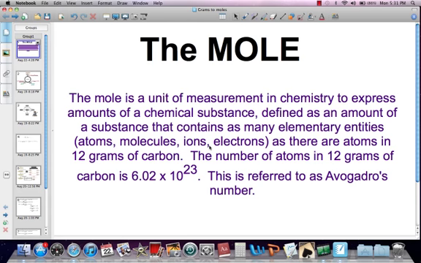The mole is a unit of measurement that you guys know all about. 98% of the time in this class, if you have grams, you're going to convert it to moles. It's a unit of measurement that we tend to use quite a bit, defined as the amount of a substance that contains as many elementary entities, that could be atoms, molecules, ions, electrons, particles, whatever, as there are atoms in 12 grams of carbon. The number of atoms in 12 grams of carbon is 6.02 times 10 to the 23rd, and you guys should know that one as Avogadro's number.